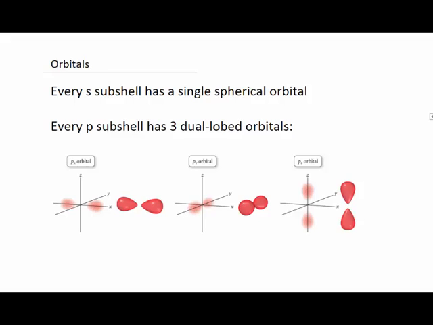Every s subshell has a single spherical orbital, okay, because you can't change the direction of a sphere. Every p subshell has 3 dual-lobed orbitals. We got px, py, and pz. Okay? These 3 are all in the same area. We always draw them next to each other so you can see them.